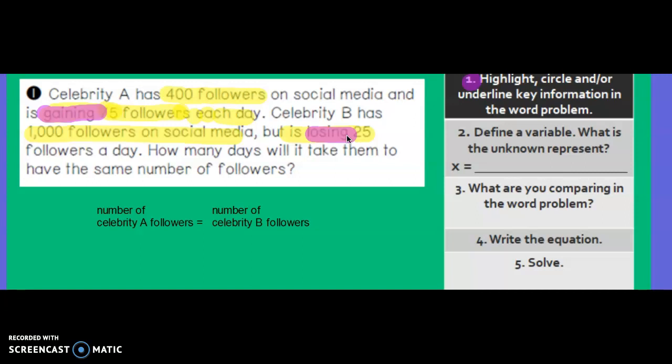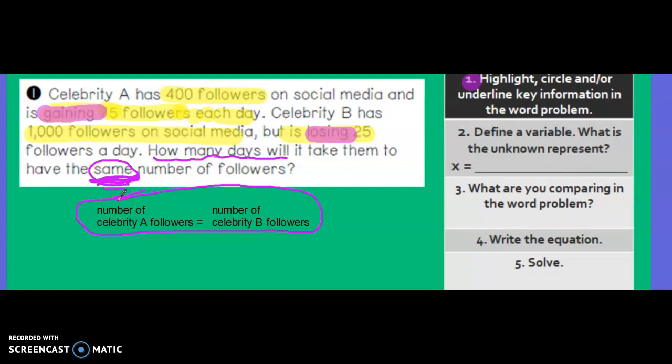What we want to do is figure out how many days it will take for them to have the same number of followers. So the word same means equal. So we're going to figure out when it will happen where the number of celebrity A followers will equal the number of celebrity B followers.